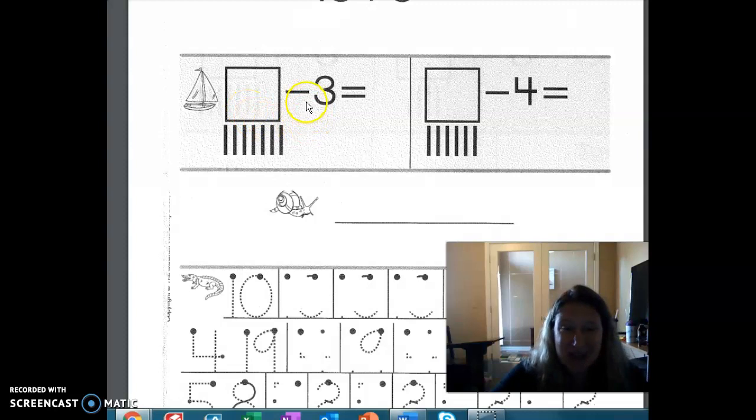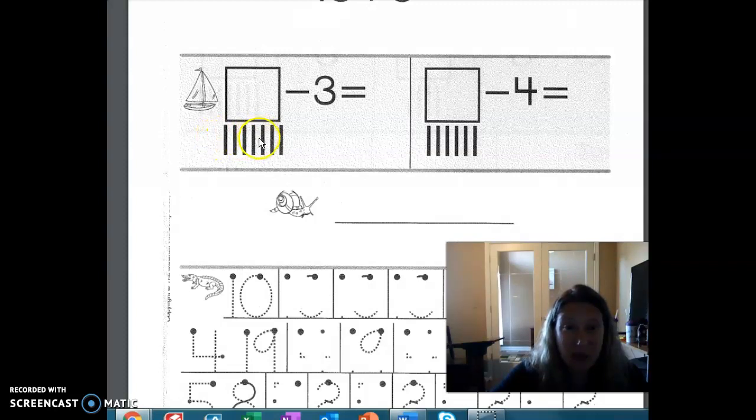And what are we going to do now? Now that we figured out what the 7 is, now we need to take away 3. So go ahead, kids, start here with the last line and take away 3 lines. 1, 2, 3. And how many lines do you end up with?